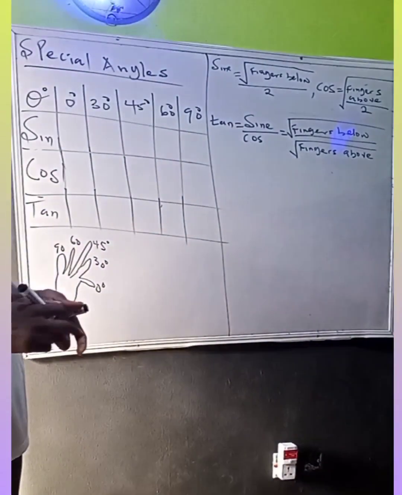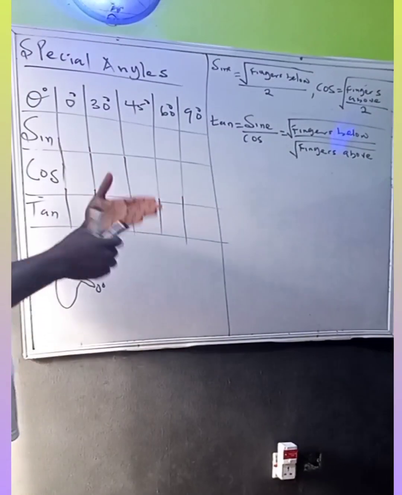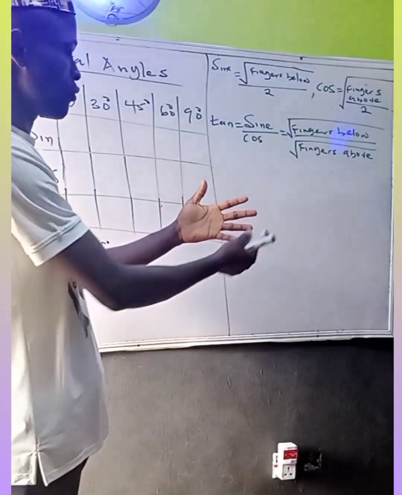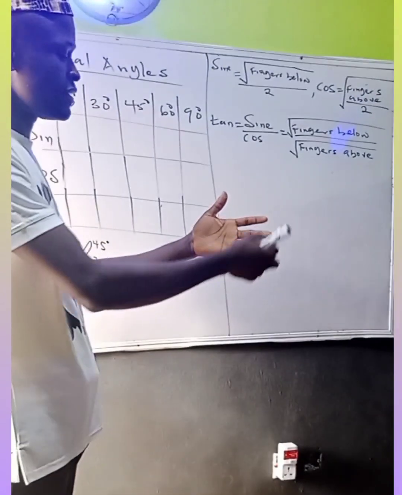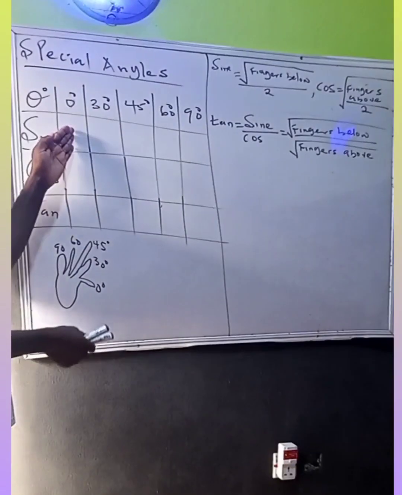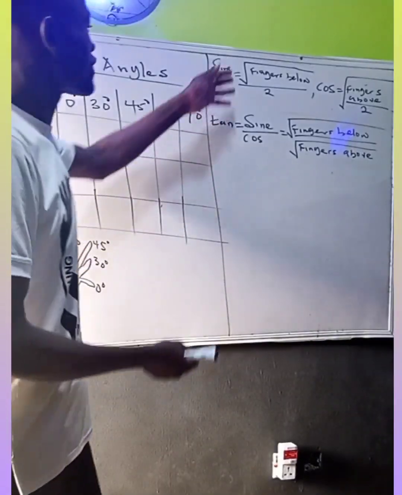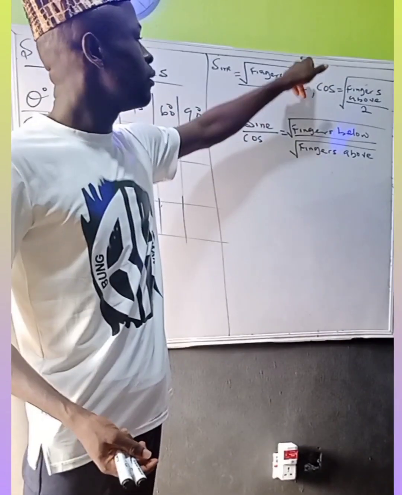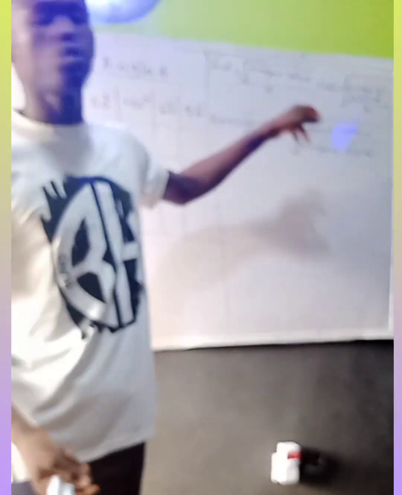It's very simple. I have my fingers. Let me start labeling my fingers. Hold your fingers like this: 0, 30, 45, 60, 90. So sine 0. For sine, the formula becomes the square root of fingers below divided by 2.